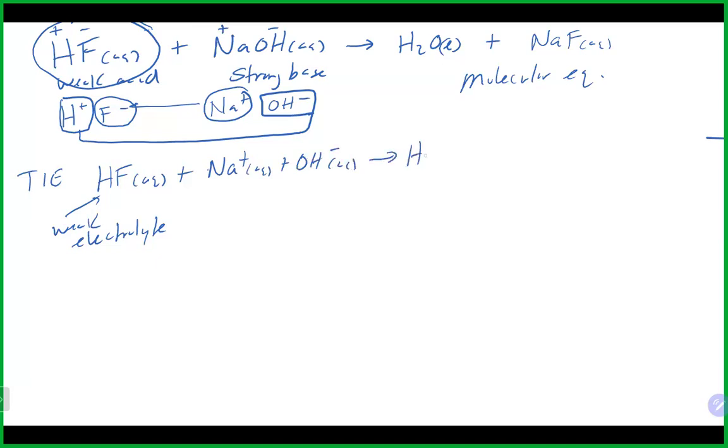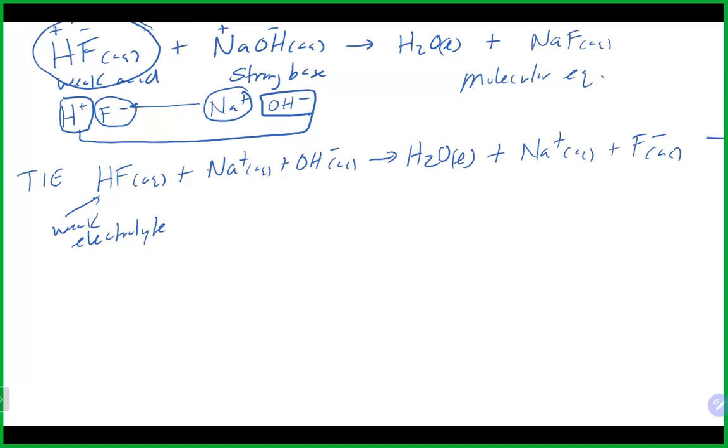Our water on the other side will still stay together because it's a liquid. And sodium fluoride is also an ionic compound, which makes it a strong electrolyte. It will break apart into Na plus and F minus. This would be what our total ionic equation would look like, a little bit different, right? Because we didn't break apart the first guy.